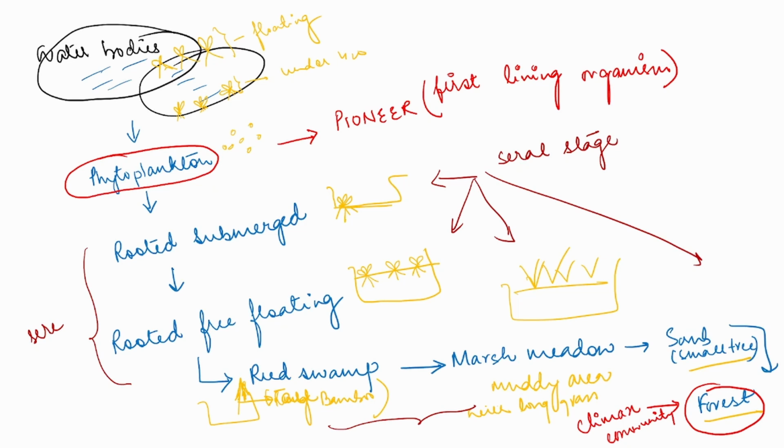Now say one more thing here. Initially it was only a water body, then phytoplankton started appearing here. As this is the first organism which starts appearing in the water body, we call them phytoplankton, right? After phytoplankton, rooted submerged plants, then rooted free floating, then reed swamp, marsh meadow, scrub, and slowly it will change into the forest area.